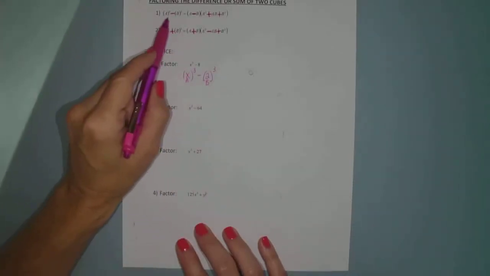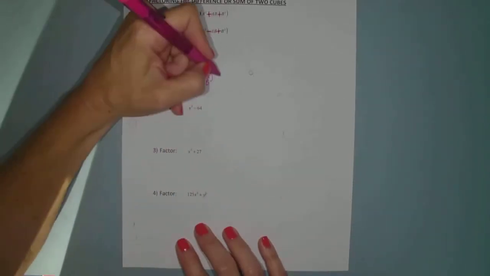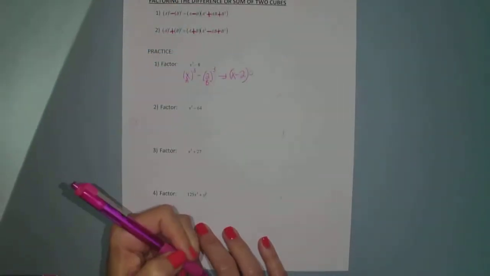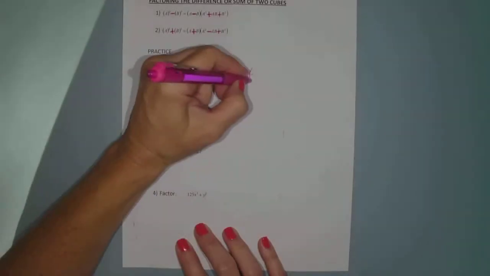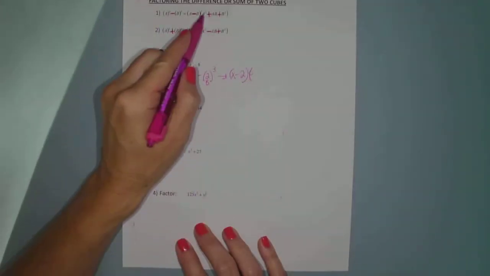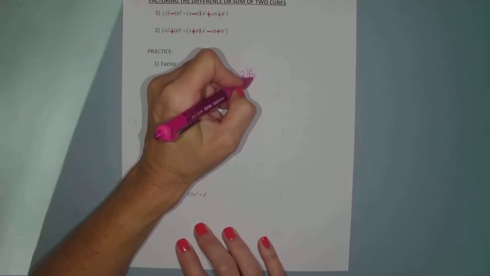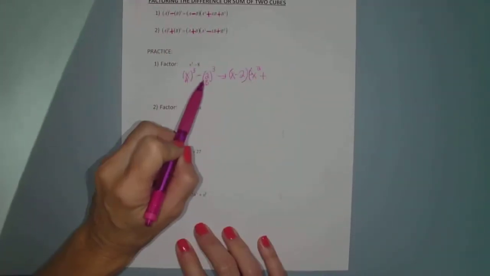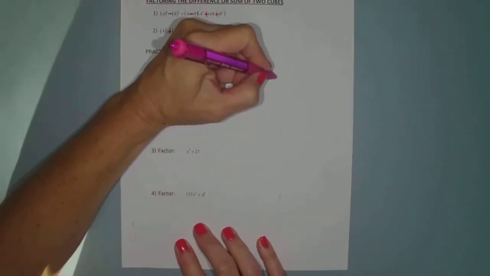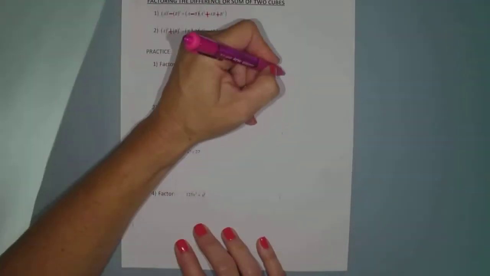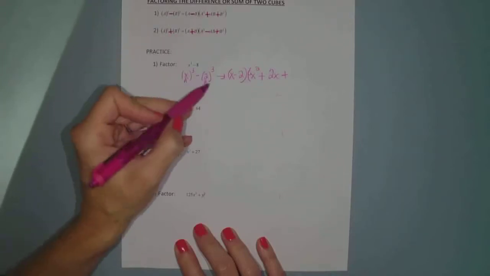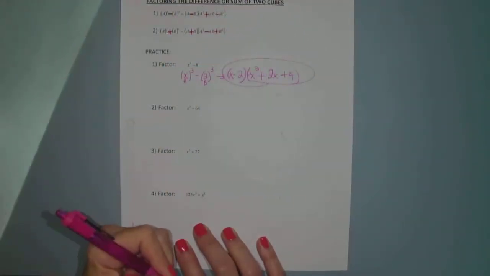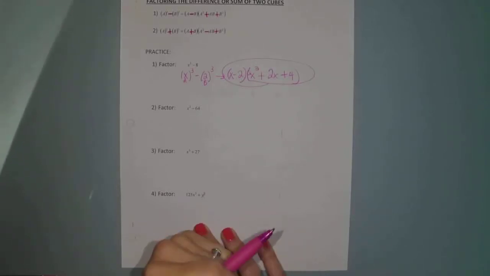If you have the formula memorized from up top, number 1 is going to break down to a minus b, so x minus 2, times a squared, so x squared, plus a times b, x times 2, which I'll write as 2x, plus b squared. Well, 2 squared is 4. And so there's the factored version of x cubed minus 8.